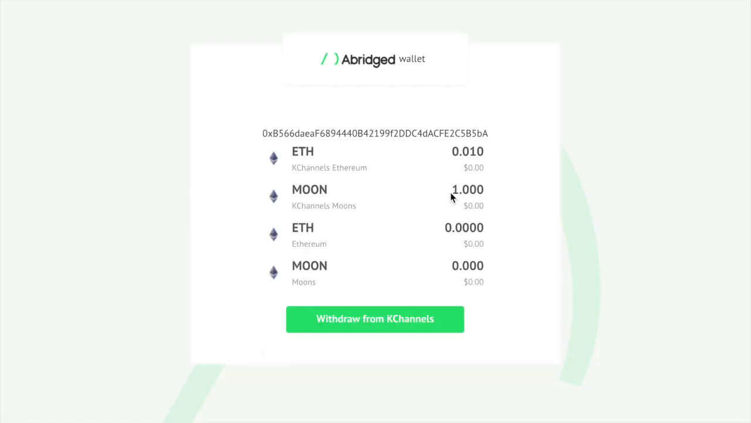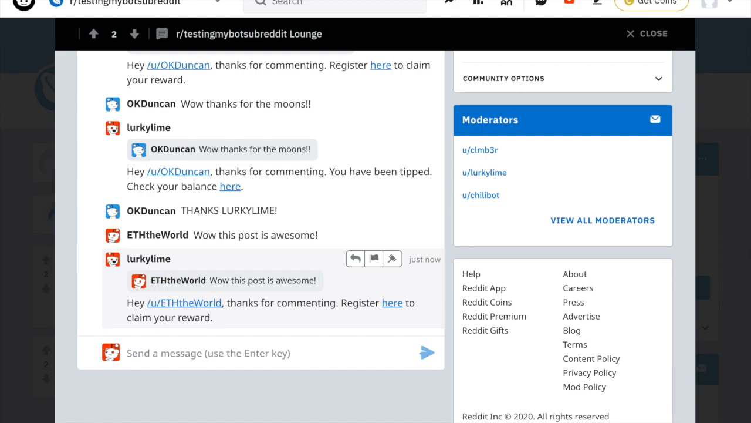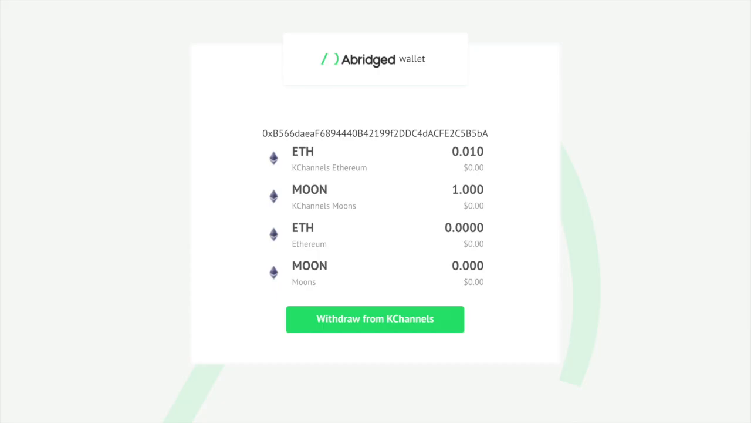We now see that, okay, yes, I have received one moon, which is really epic. Like, I didn't do anything. I didn't even know what a moon is, but at the very least, I am able to actually start monitoring what this means. And if it does have monetary value, I can immediately see that.